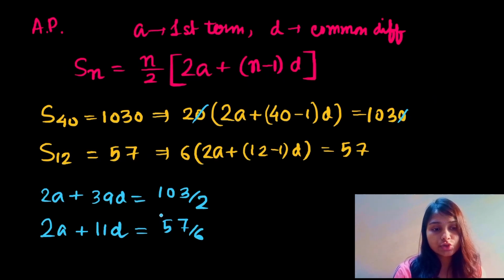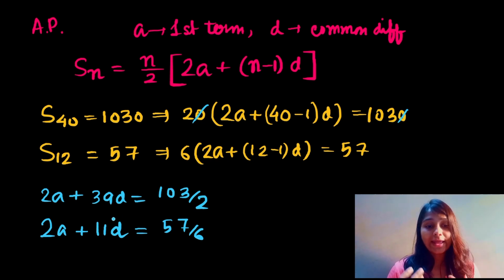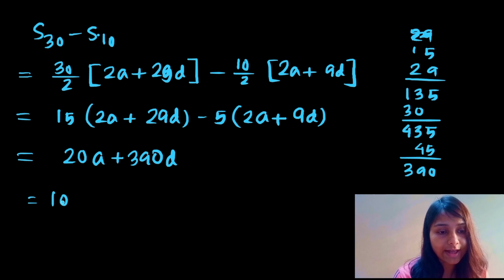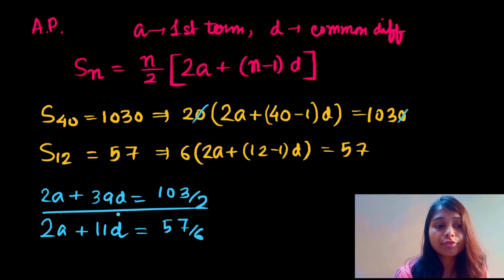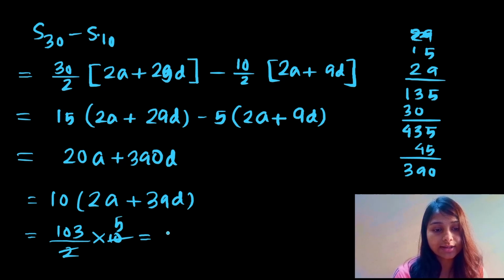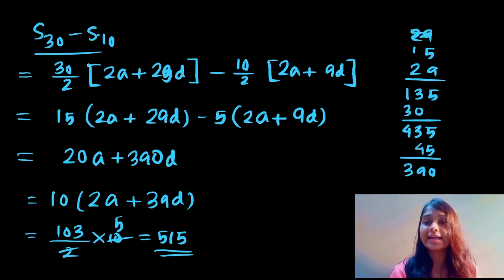The expressions which we had already obtained have the forms 2A plus 39D and 2A plus 11D. So here we already have the 2A plus 39D, so there is no need to find the exact values of A and D separately. We can use this expression here. So we have 10 into 2A plus 39D. The value of 2A plus 39D was 103 by 2. Let me write it down: it is 103 by 2 into 10. So 10 will get cancelled out and give 5. So it will be 515. This is the value of the expression S30 minus S10.